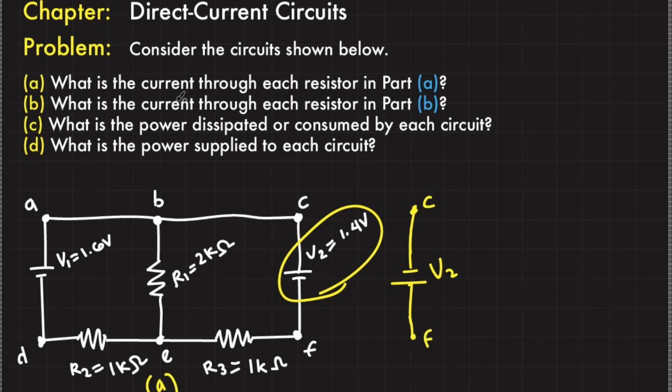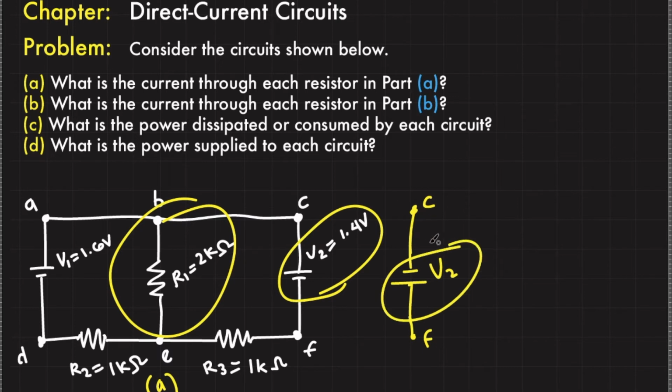So in the problem, what is the current through each resistor in part A? Meaning to say, in this circuit. And what is the current through each resistor in part B? In other words, the same circuit but with V sub 2 in this configuration.